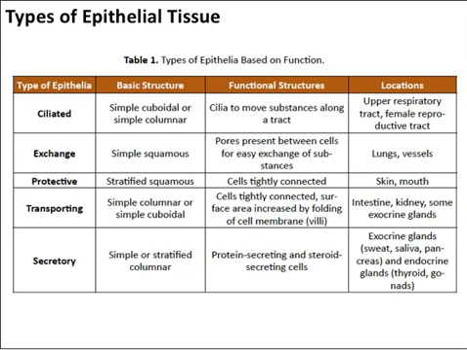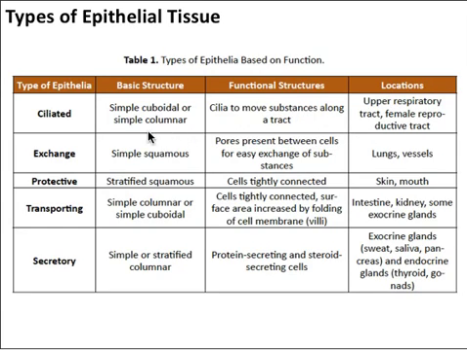Now, the value of understanding the arrangement of the cells comes from understanding the function of the tissue. There are 5 different types of epithelia categorized by function: ciliated, exchange, protective, secretory, and transporting. Each has a specific function which is supported by its histology, and the table shows you the type of epithelia, the structure, the functional structures, and where they're located.